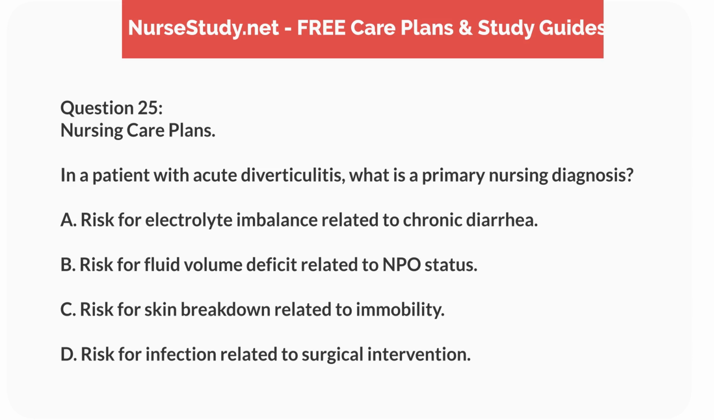Question 25. Nursing care plans. In a patient with acute diverticulitis, what is a primary nursing diagnosis? A. Risk for electrolyte imbalance related to chronic diarrhea. B. Risk for fluid volume deficit related to NPO status. C. Risk for skin breakdown related to immobility.